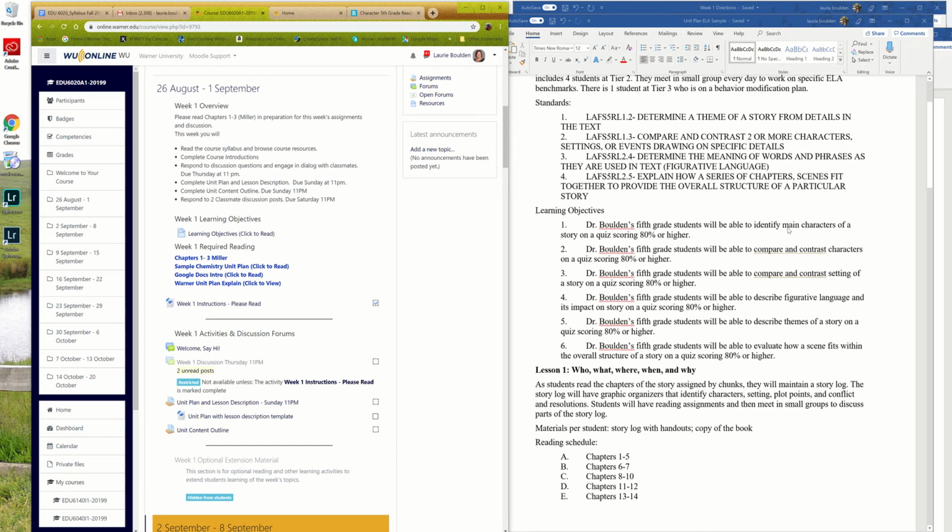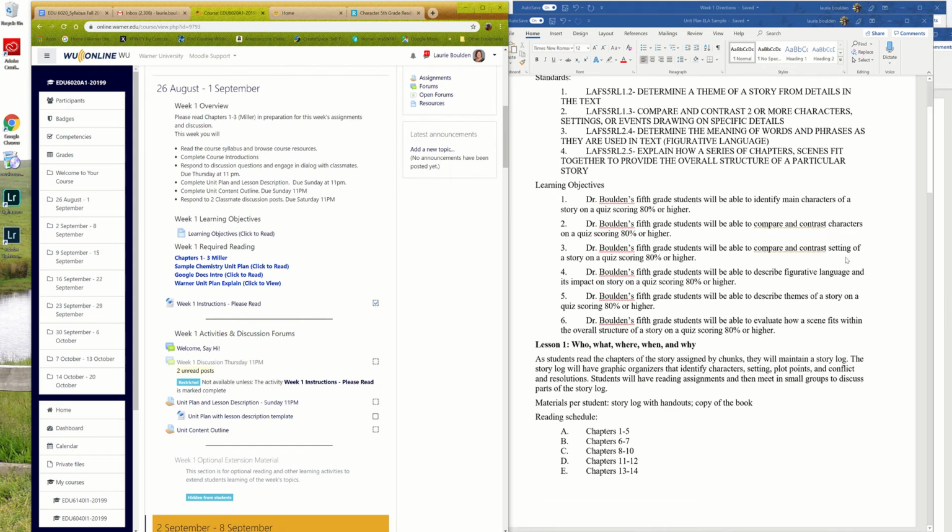Okay, so identify main characters. This goes with this second one, compare and contrast 2 or more characters. So before I have them compare and contrast, I'm going to make sure they can identify these characters and their details. My second objective is to be able to compare and contrast characters. And then they're going to compare and contrast setting. So these first 3 learning objectives come from this one standard.